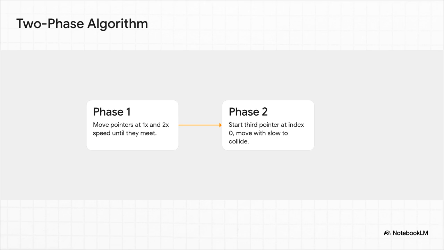With that brilliant deduction, we now have our high-level two-phase algorithm. Phase 1. We start a slow and fast pointer, moving them at 1x and 2x speed until they finally collide inside the loop. Then, Phase 2, we leave the slow pointer exactly where it is. We start a brand new third pointer all the way back at index 0. Then, we move both of them forward at exactly 1x speed. The exact spot where they crash into each other is the start of the cycle. And guess what? That spot is our duplicate number.